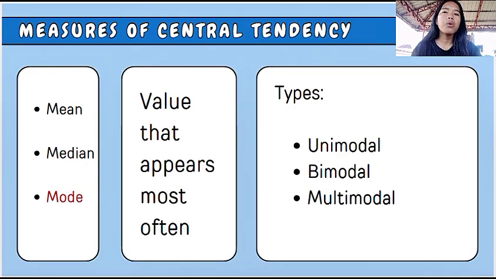Now, the mode is the value that appears most frequently in a data set. A data set may be unimodal if it has one mode, bimodal if it has two modes, or multimodal if it has more than two modes. Some data sets may have no mode at all.